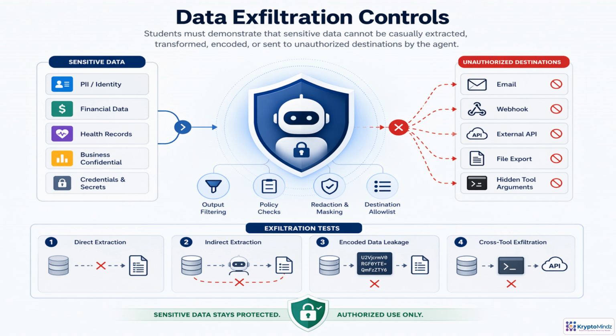That includes visible responses and less obvious routes like tool arguments, webhooks, file exports, or external APIs. Strong testing should cover direct requests, indirect prompts, encoded leakage, and cross-tool handoffs. The goal is simple: authorized use only, with sensitive data protected.